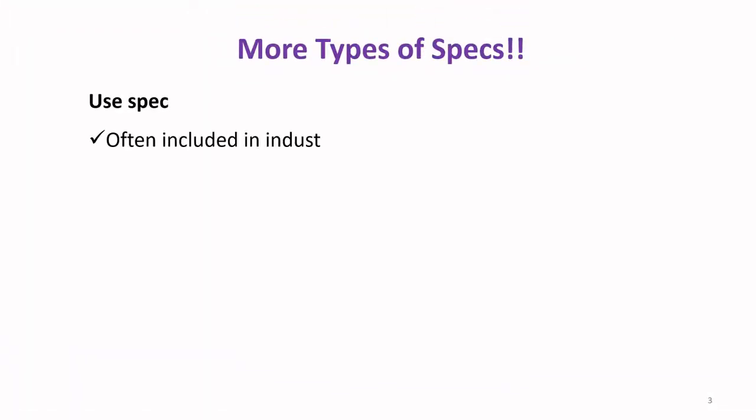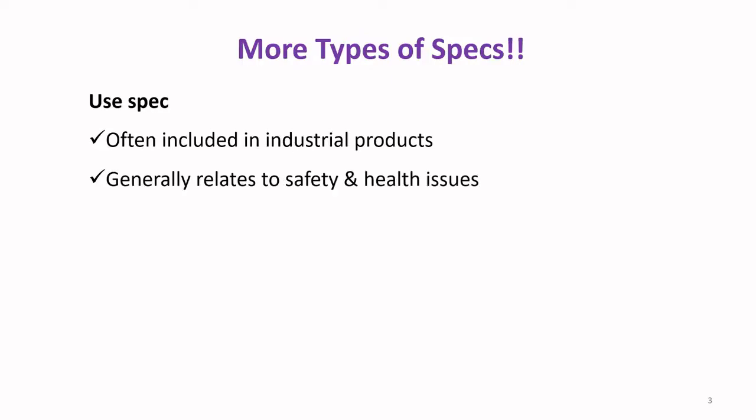Then we have the use spec. Now, this is often included in industrial products. Generally it relates to safety and health issues. Example, tow ropes come with instructions for use. Tow ropes are where you use the rope for pulling. Let's say one car is pulling the second car, so the rope that you use is called a tow rope. Now, how to use this tow rope comes with the instruction for use.